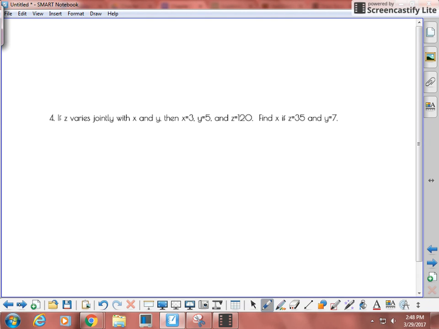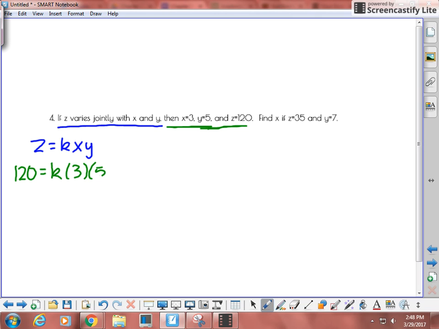Next one. If z varies jointly with x and y. So first, let's go ahead and write our equation. Z varies jointly, so k times x times y. So here's what you know. Then x equals 3 and y equals 5. And z equals 120. So you have 3 parts, so I can fill that in. 120 equals k times 3 times 5. So 120 equals k times 15. Divide that 15 to the other side, and my k value then is going to be 8.